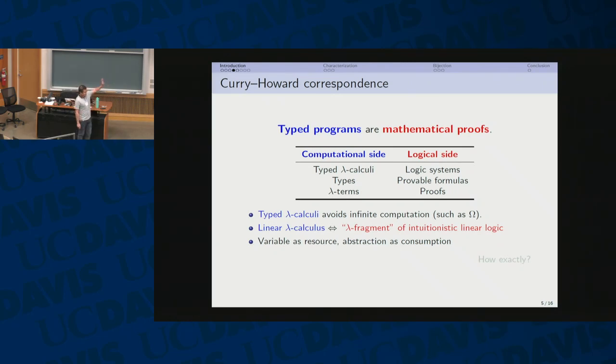And intuitionistic linear logic is a very powerful logic that models how resources are generated and used, in which variables are considered as resources, and abstractions are considered as consumption of these resources, so they disappear afterwards. Okay, and this Curry-Howard correspondence is one of the reasons that logicians are very interested in enumerating all kinds of families of lambda terms.